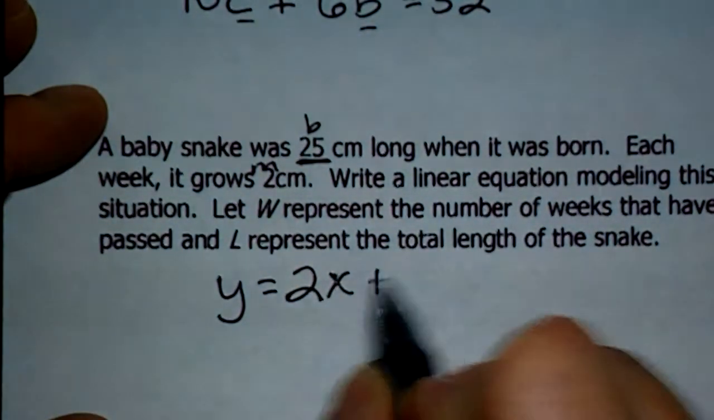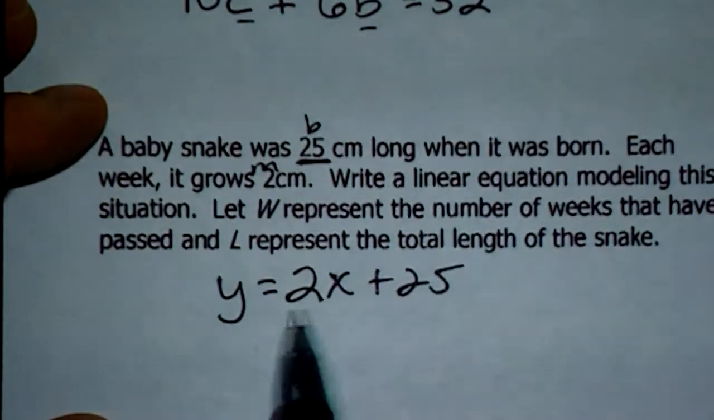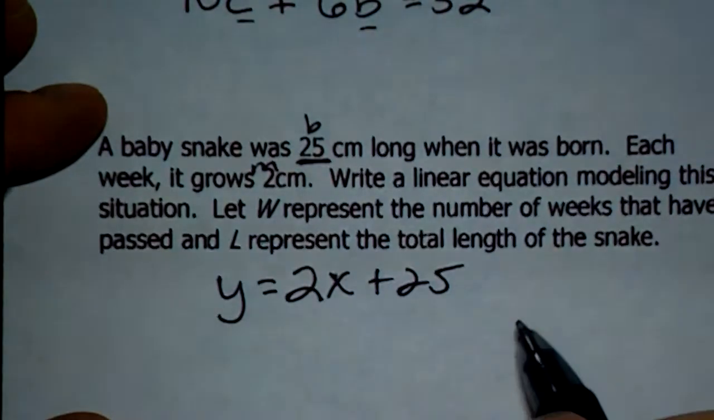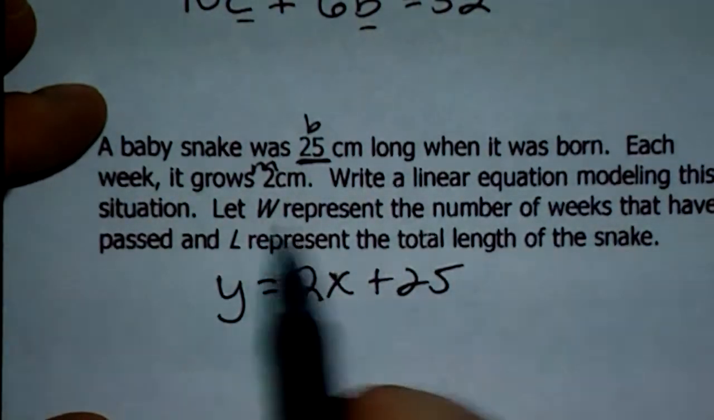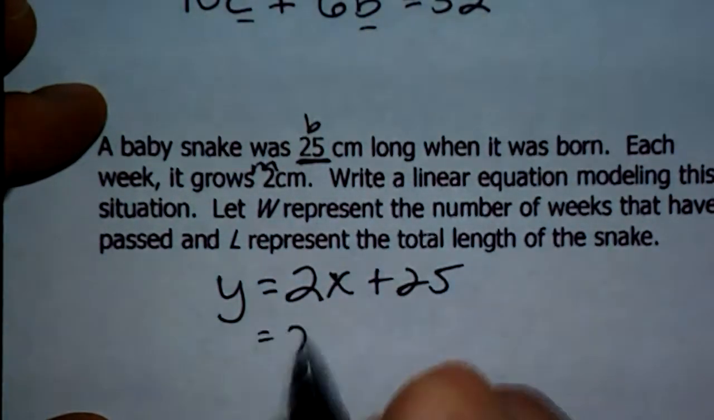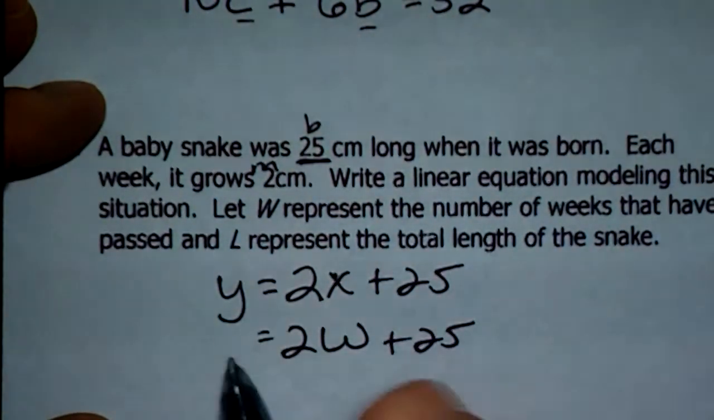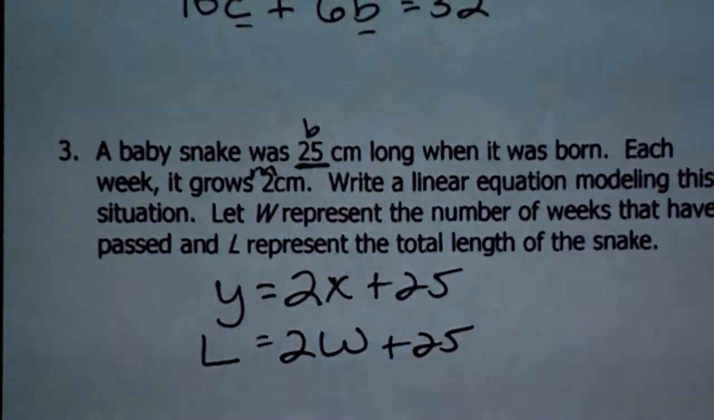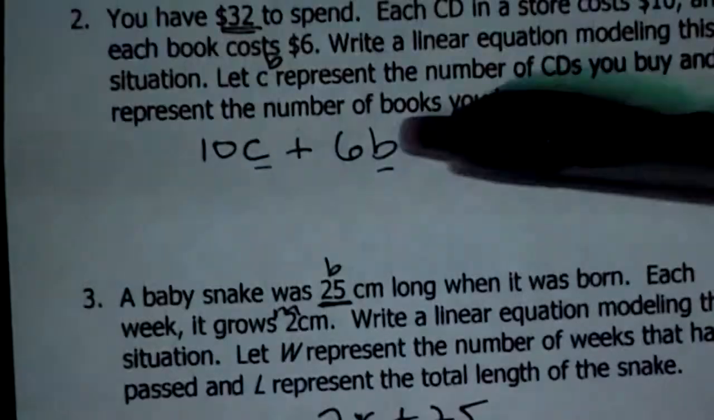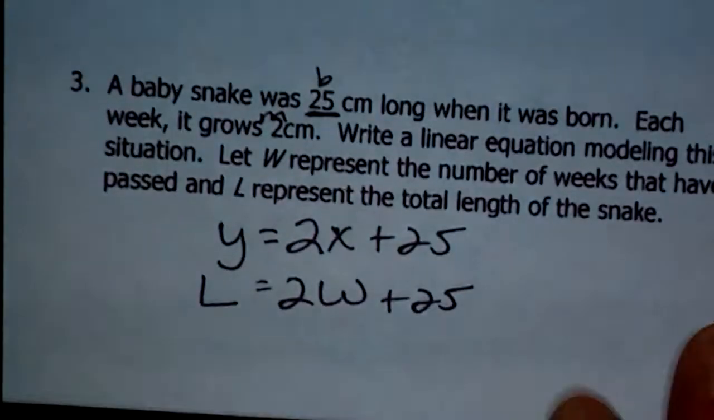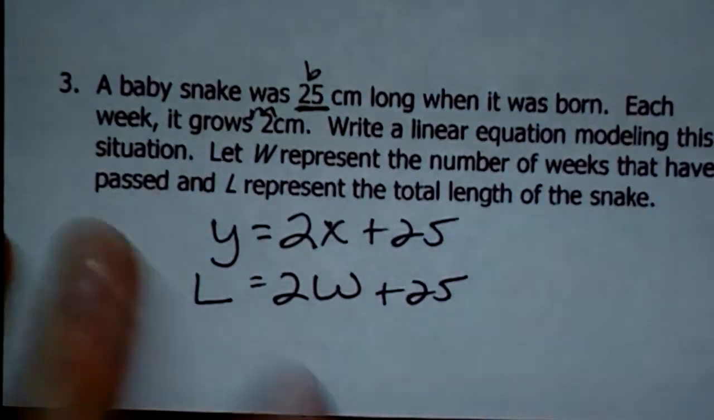I'll fix it in a minute. You're given 1 rate and 1 starting point. You're not given 2 rates. So I'm going to rewrite this with the letters that they say they wanted. It says W represents the number of weeks, so I'm going to take 2 times the number of weeks plus the 25, and the total length of the snake would be L. So hopefully we can see when we're supposed to write it in AX plus BY equals C form compared to when we write it in Y equals MX plus B form.